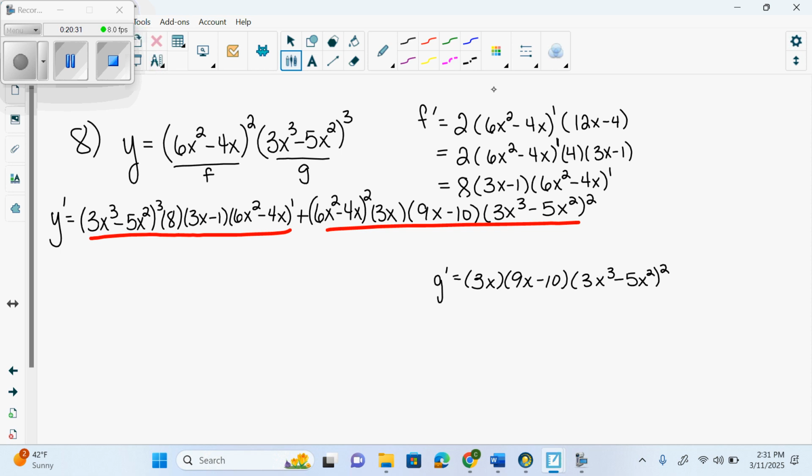Then I look at my chain rule ones. So y prime. I look at the first term. I have 3x cubed minus 5x squared to the 3. And the second one, I have 3x cubed minus 5x squared to the 2. How many can I take out of both? 2. I can't take out 3 out of both because I only have 2 in the one, right? So in the front, I'm going to put one of my GCFs. I'm going to put 3x cubed minus 5x squared to the 2.